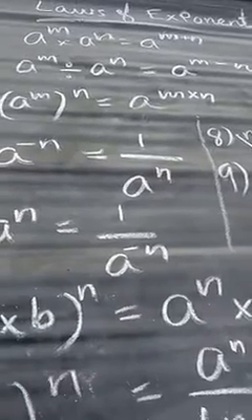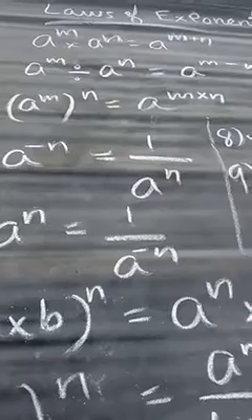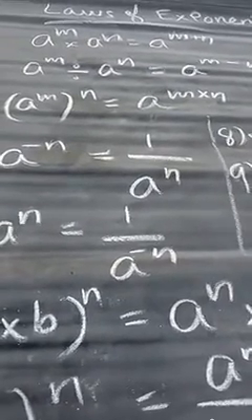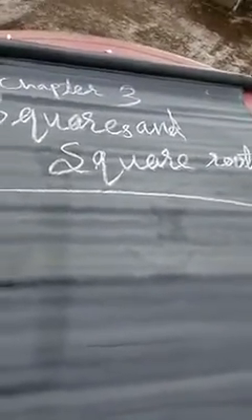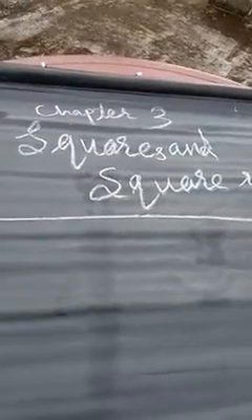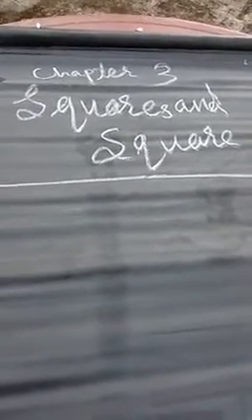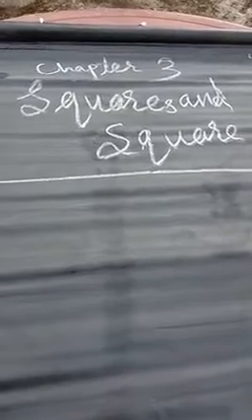Now let us start our new lesson, that is third lesson, square and square root. Chapter 3, squares and square roots. Take a fresh page and put today's date on the margin and write chapter name.